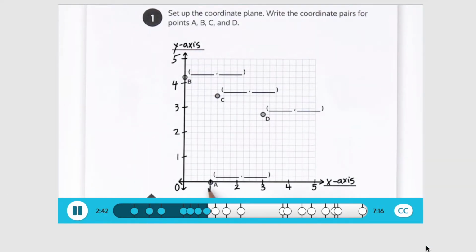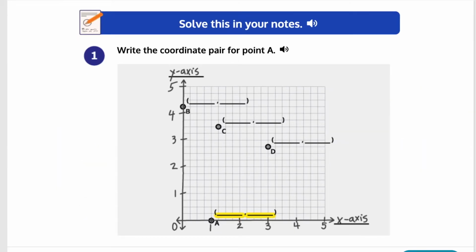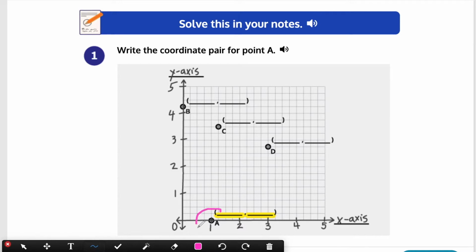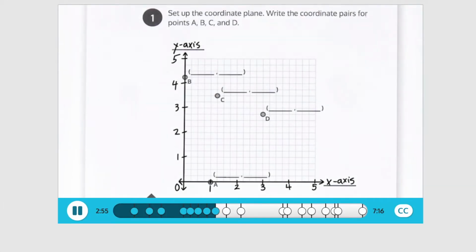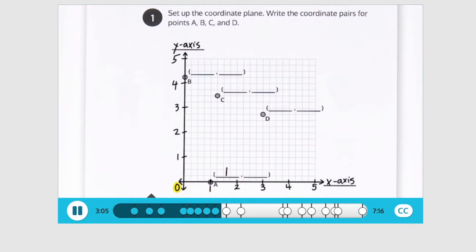What is the coordinate pair for point A? Write it here. Remember that we write coordinate pairs by writing the x coordinate first, a comma, then the y coordinate. Go. So turn and talk to a partner or type into the Zoom chat, what is the coordinate of point A right here? Point A intersects the x-axis at a distance of 1 from the origin. So this point has an x-coordinate of 1. It has a y-coordinate of 0.